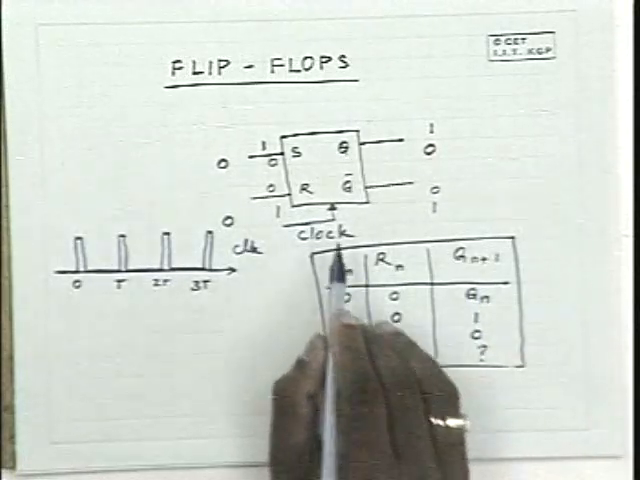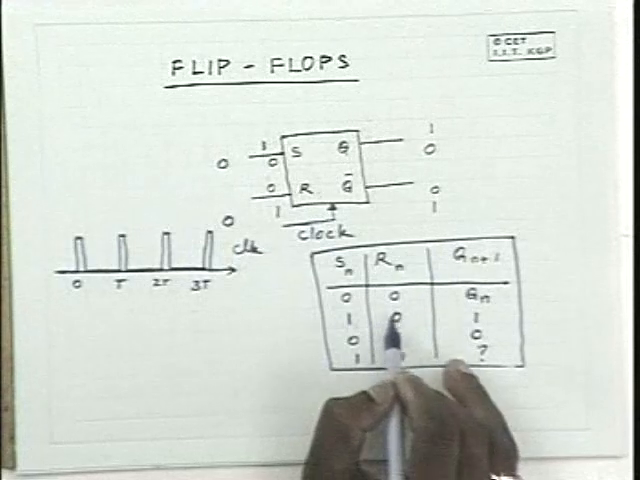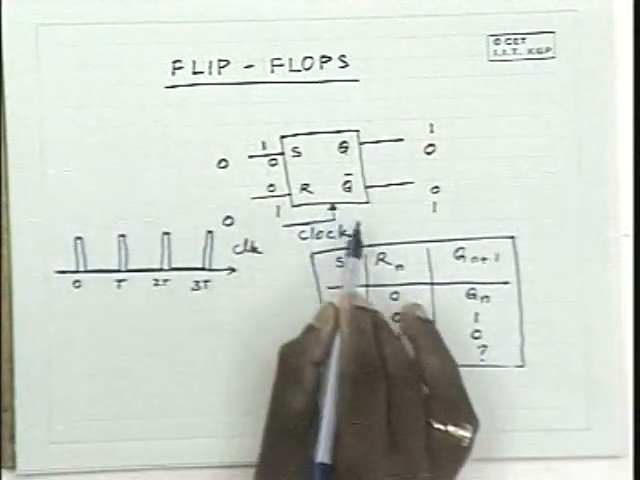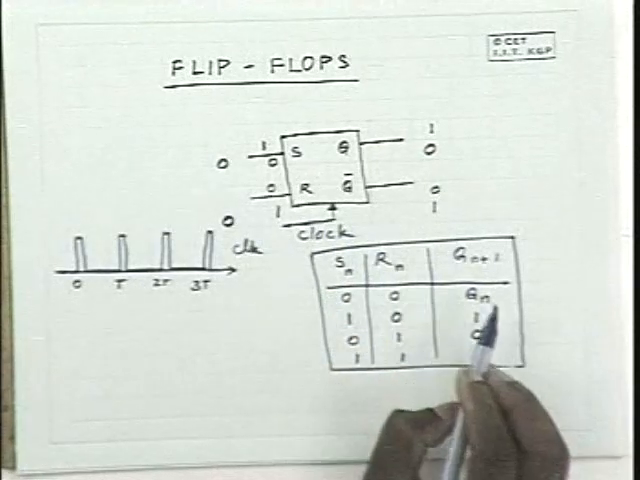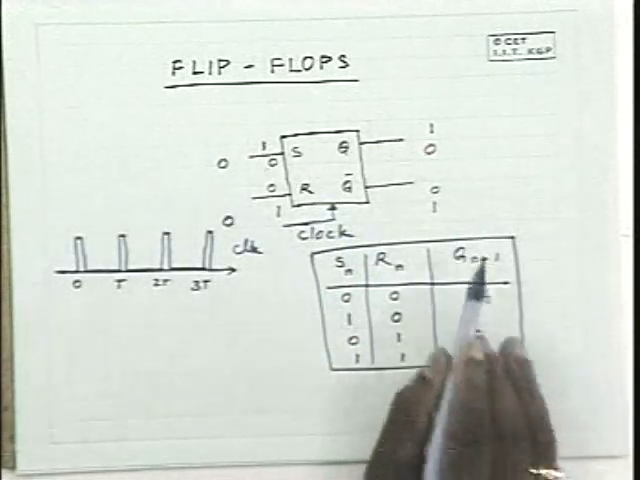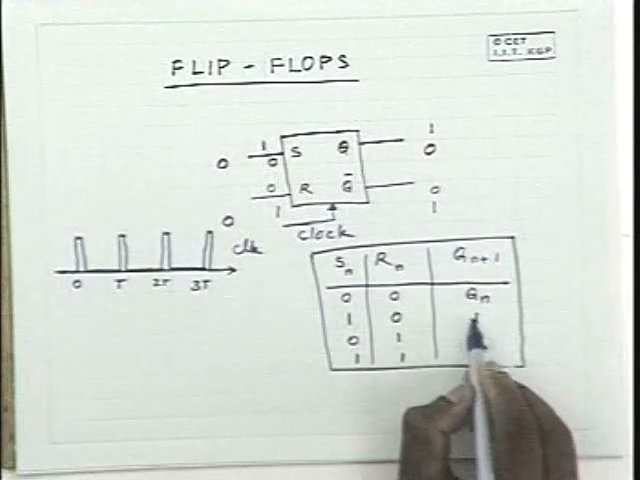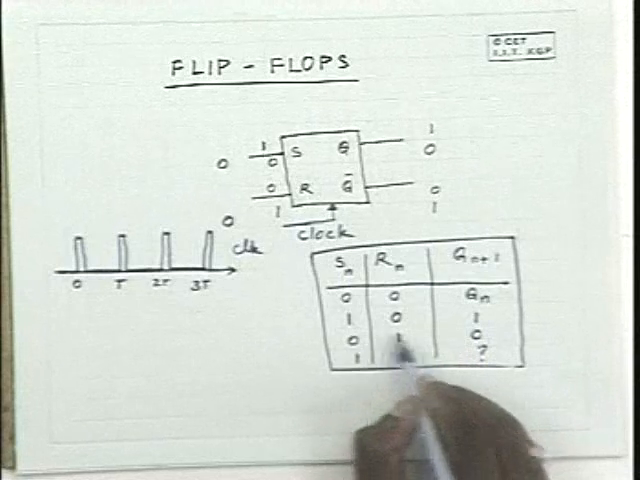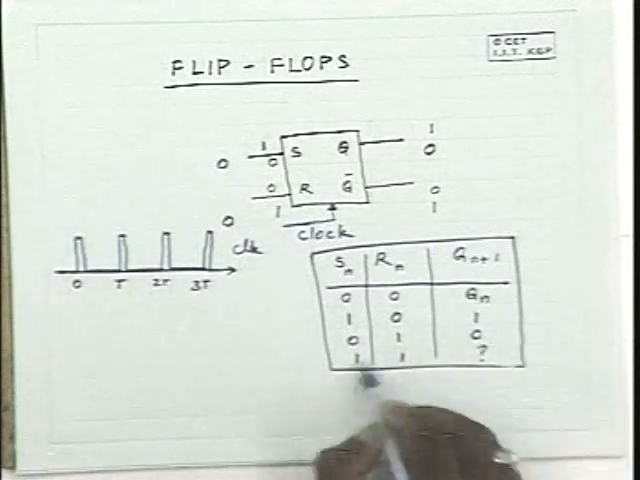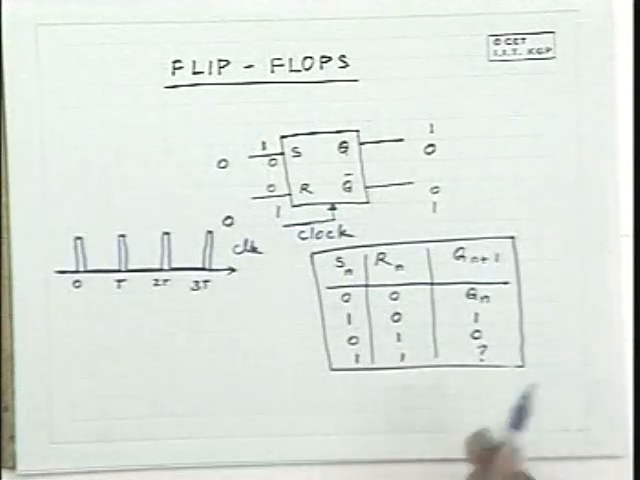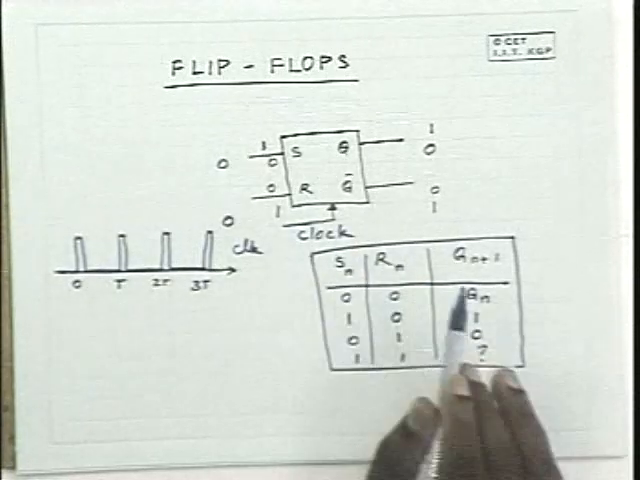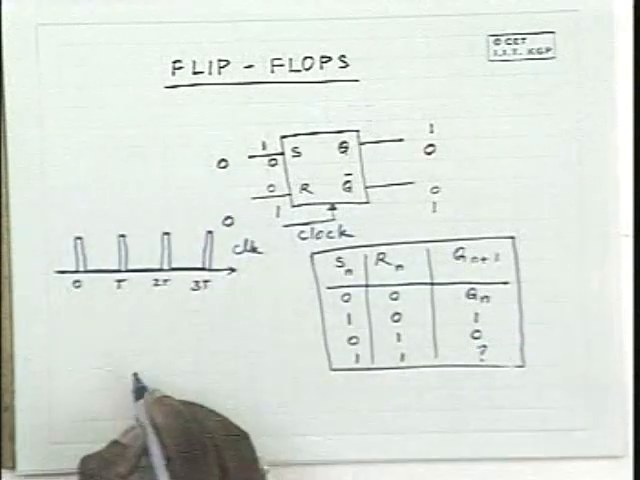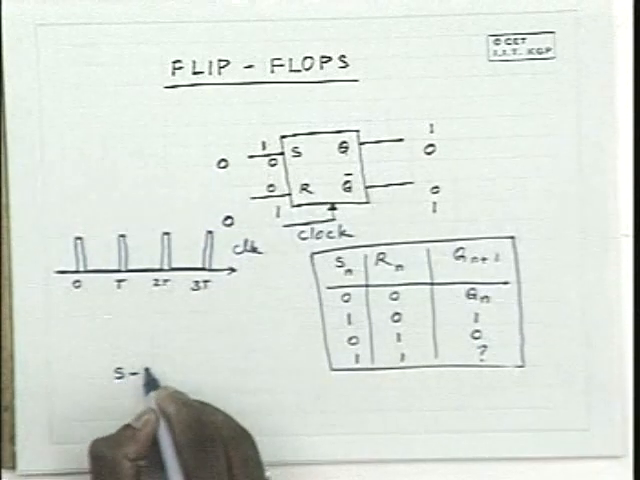But when Sn is made to be 1 and Rn is made to be 0, and then when the n plus 1th clock pulse is applied at that instant, the output will change. Whatever was the initial state, which was the previous state, the output will now change to 1. Similarly, for 0, 1, output will change to 0, and 1, 1 is not defined. So this is what a typical clocked SR flip-flop is.